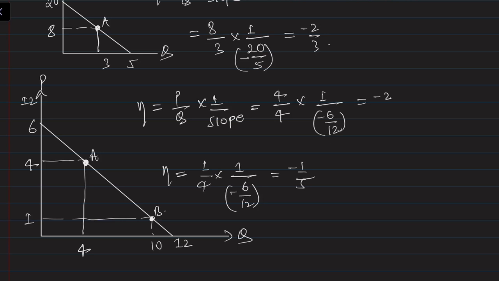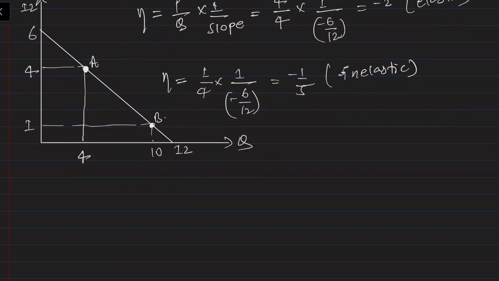So here you can notice that... what can we say about the elasticity? So this is inelastic, right? And this is elastic. So you can notice that on the same demand curve, you see two different elasticities when you move along the curve. So my question is, do you find any pattern? Can you find any pattern?